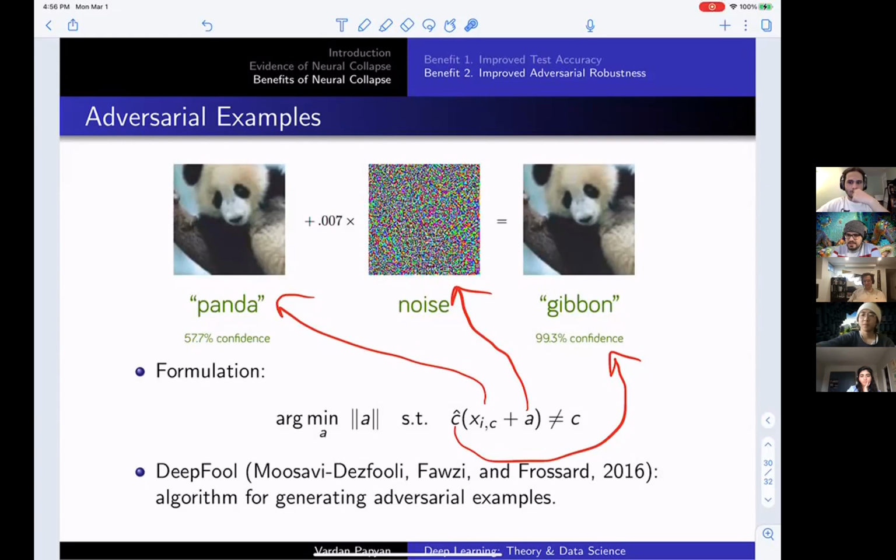So Reza asks, what is the measure of confidence here? Is it the distance to the borders of the Voronoi diagrams? The measure of confidence here is most likely the softmax probabilities. The softmax probabilities assign a probability to each class. The network believes that this is a gibbon with 93%.